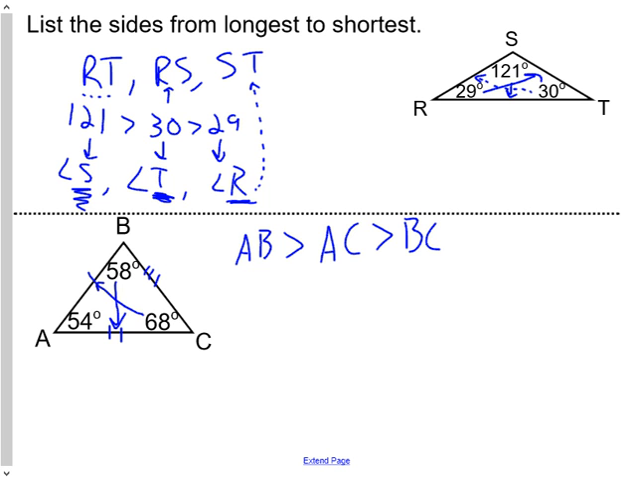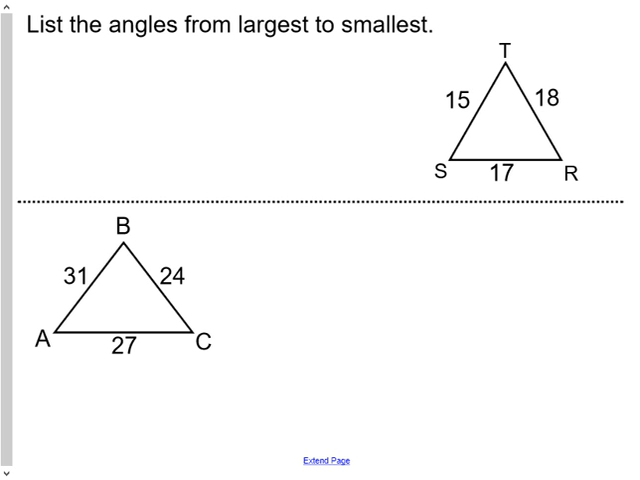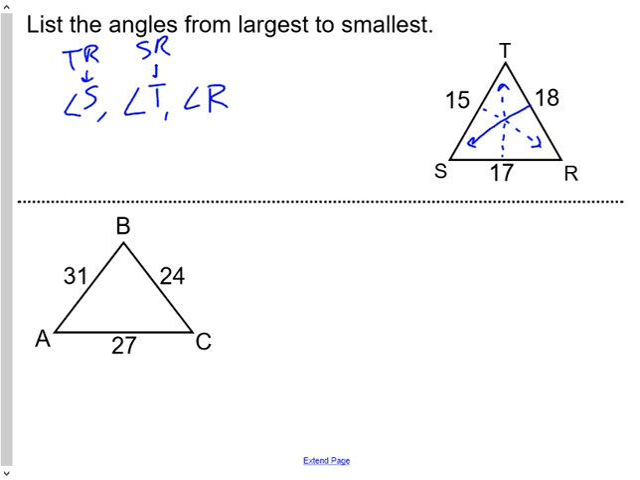Now that was angles to sides. What about sides to angles? Same idea. 18 is largest, it's opposite angle S. 17 is bigger than 15, so that one's angle T. Smallest one's going to be angle R. And again, just a note: TR, the letter that was missing, S, of the triangle STR. SR, letter that was missing, T. And then ST, the missing letter was R. So just a little note on how those opposites work, if that's a struggle for you.